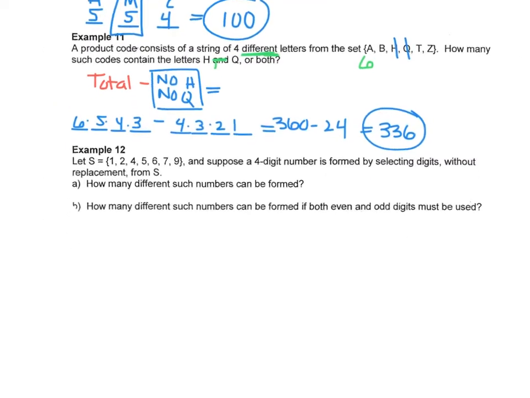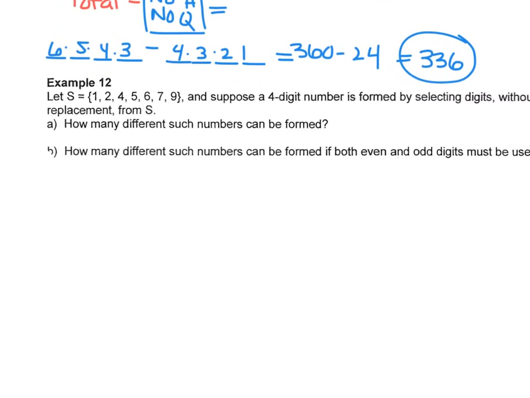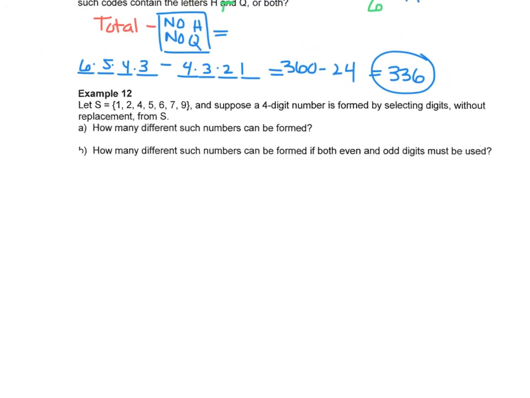Example 12. Set S is 1, 2, 4, 5, 6, 7, 9, and suppose a 4-digit number is formed by selecting digits without replacement from S. How many different such numbers can be formed? Well, first we need to know how many numbers we're dealing with. So let's go back. 1, 2, 3, 4, 5, 6. There are 7 numbers here. So if we were to come up with a 4-digit number, that would be 1, 2, 3, 4, 7 without replacement. So I'm not putting it back. I can't use it again. That would be a permutation. So there are 840 total codes.